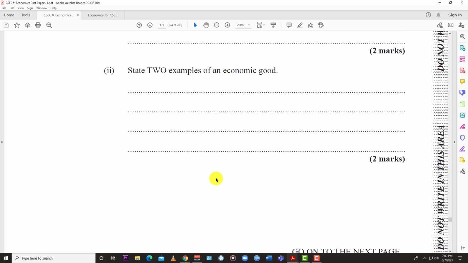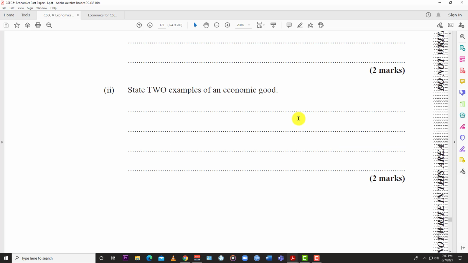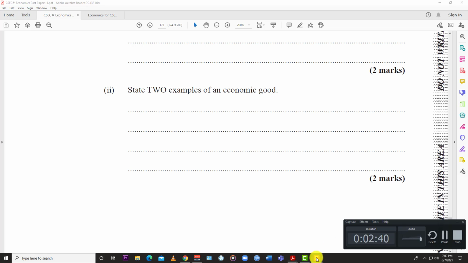All right, part 2 says, state 2 examples of an economic good. Surprisingly enough, this question normally trips up people. What is an economic good? Very simple. Anything that is there for sale, that's an economic good. So any good that is out there for sale, that has been produced and is for consumption, that's an economic good. So we have, you know, a shirt, a pants, shoes, a bike, a car, whatever. All those are economic goods.